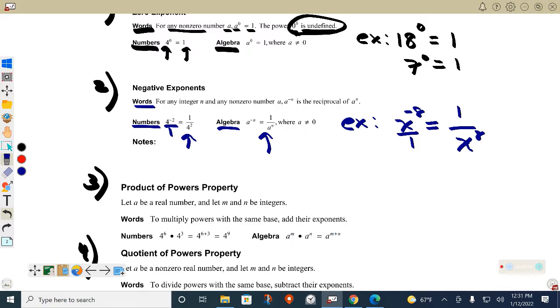Beltran, what's your favorite number? 3. I'm going to take Beltran's favorite number to the negative 3 power.